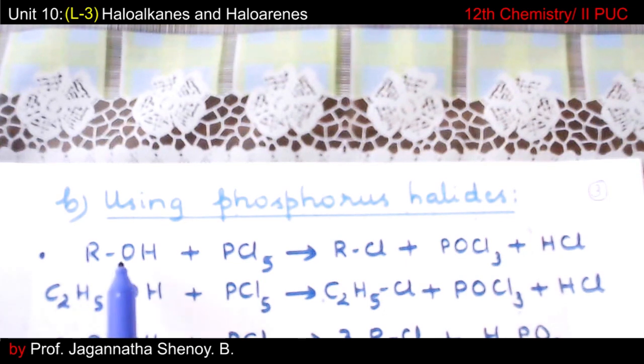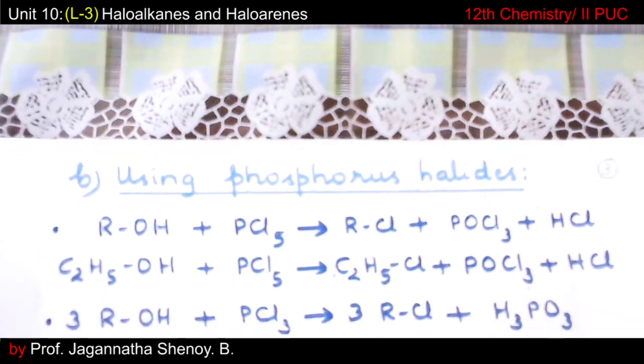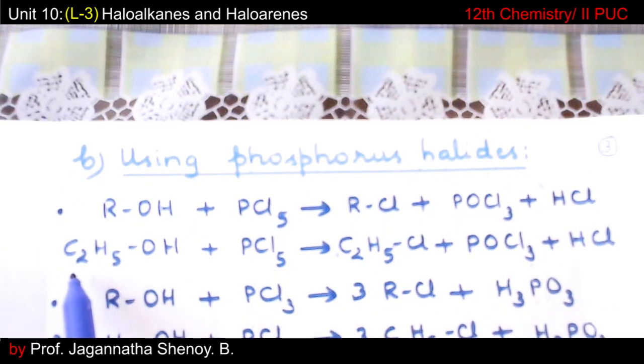So, if I want to replace the OH group by a Cl group, one very important reagent that you can make use of is PCl5. What about the byproducts formed? POCl3 and HCl. So to write a specific example, I have considered ethanol with phosphorus pentachloride. We get ethyl chloride, POCl3 and HCl.